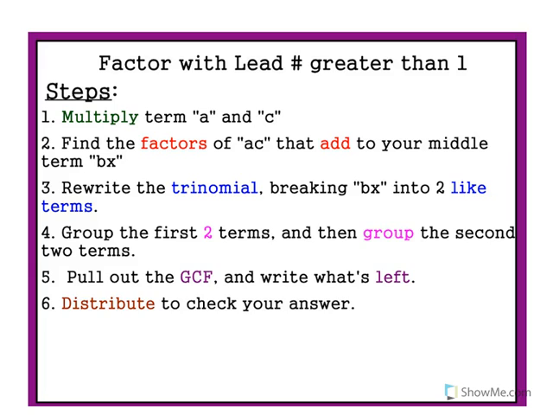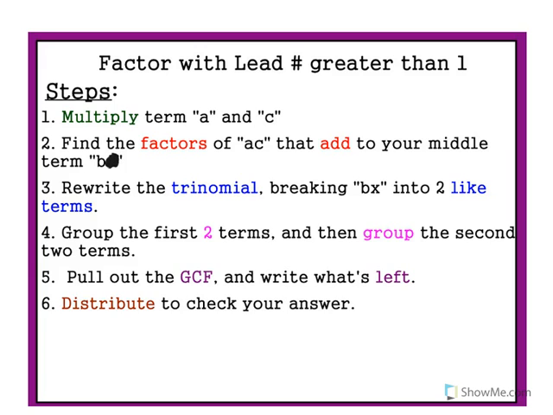You're going to want to pause the video and write these steps down. Once you have the steps written, we're going to just practice, practice, and practice, and these steps will make sense. The first thing we're going to do, just like before when A was 1, we're going to multiply the terms A and C, the numbers. We will then find the two numbers that multiply to A times C that will add to our middle term, just B.